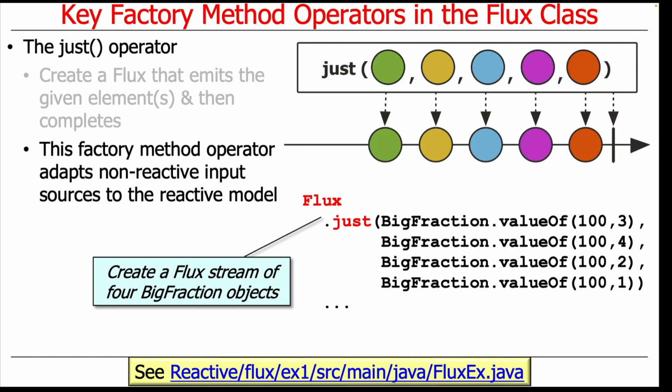This factory method, just, is used most commonly to adapt so-called non-reactive input sources into the reactive model. What the heck does that mean? Well, here we're going to use the just operator to create a flux of 4 big fraction operators. And you can see the big fraction operators are given here. These are non-reactive types. A big fraction is not a reactive type. So if we want to work on it reactively, we're going to have to convert it, and just is a factory method that does just that.